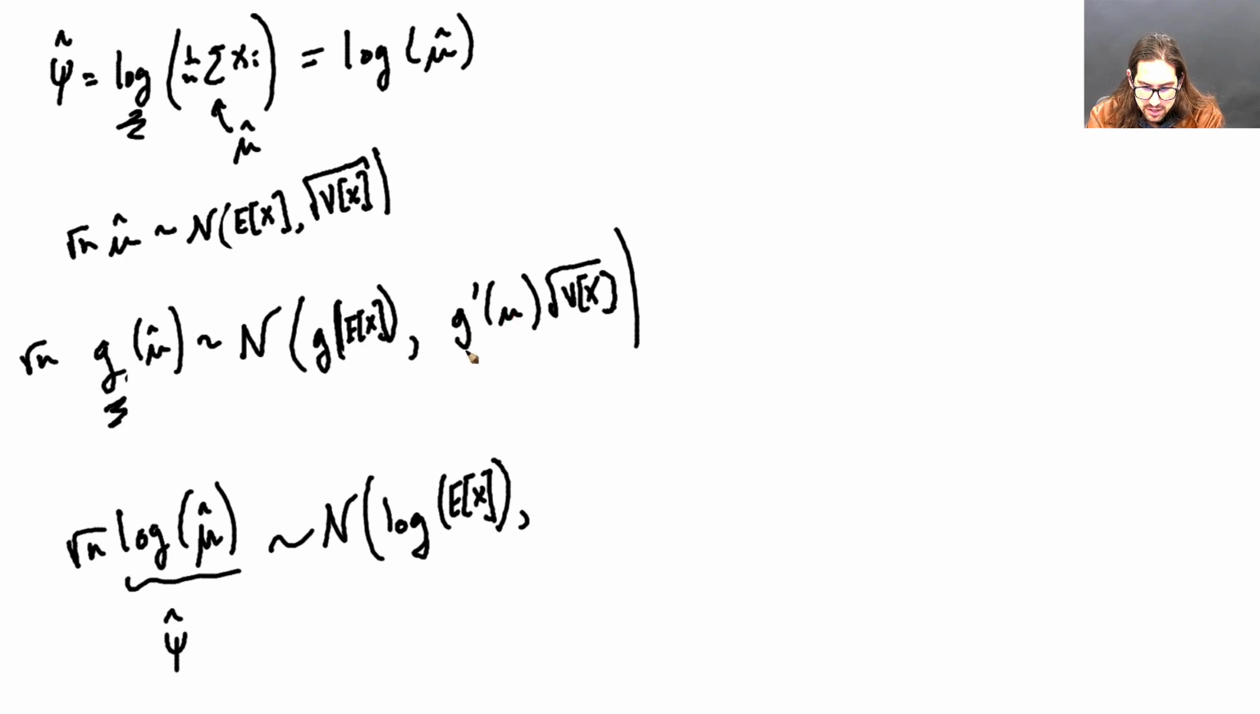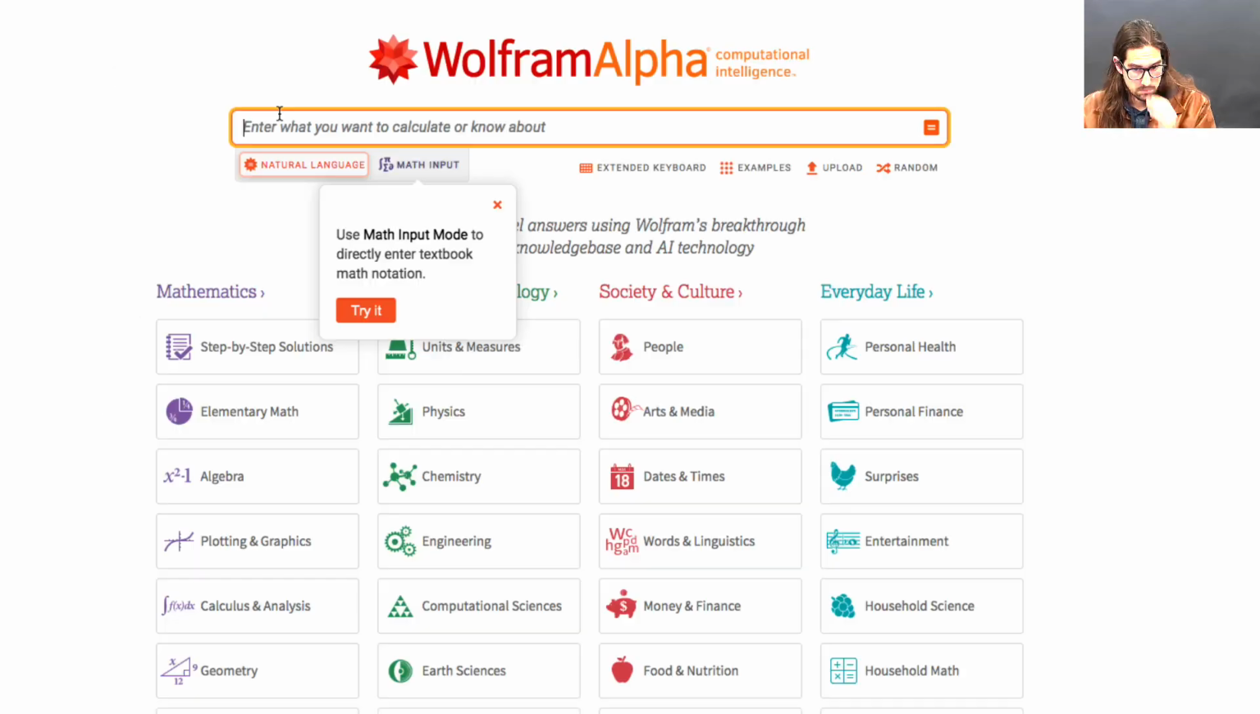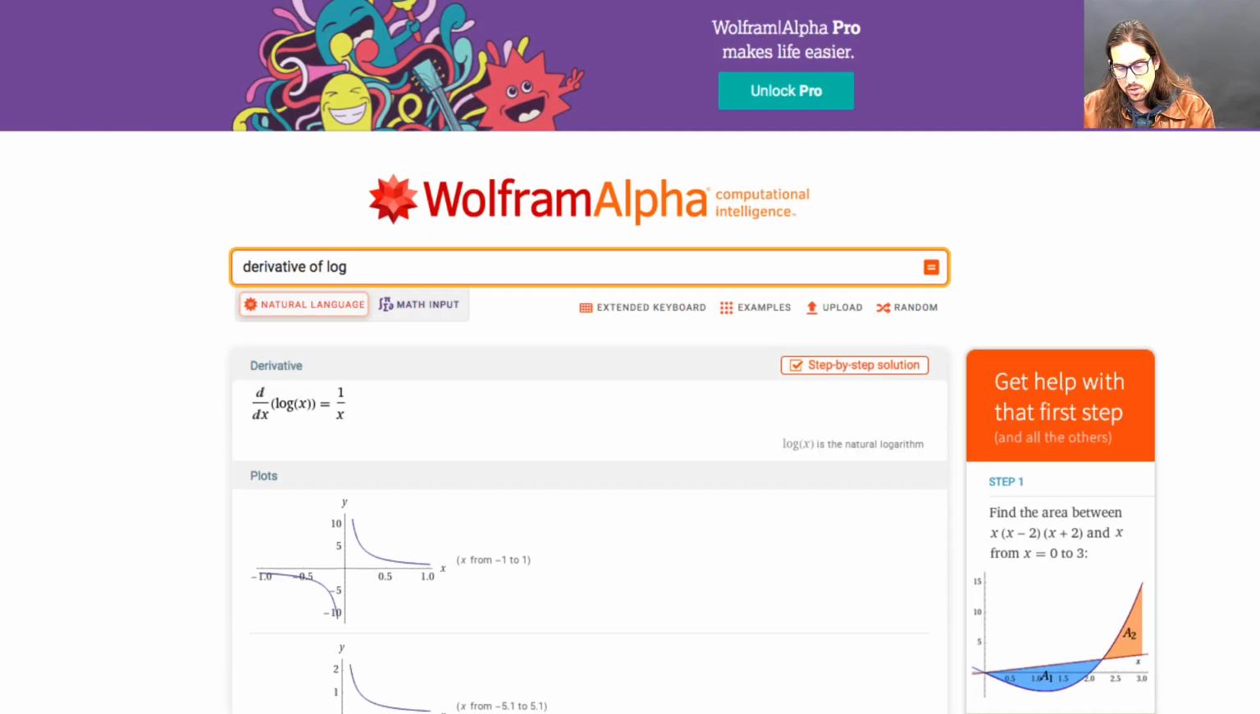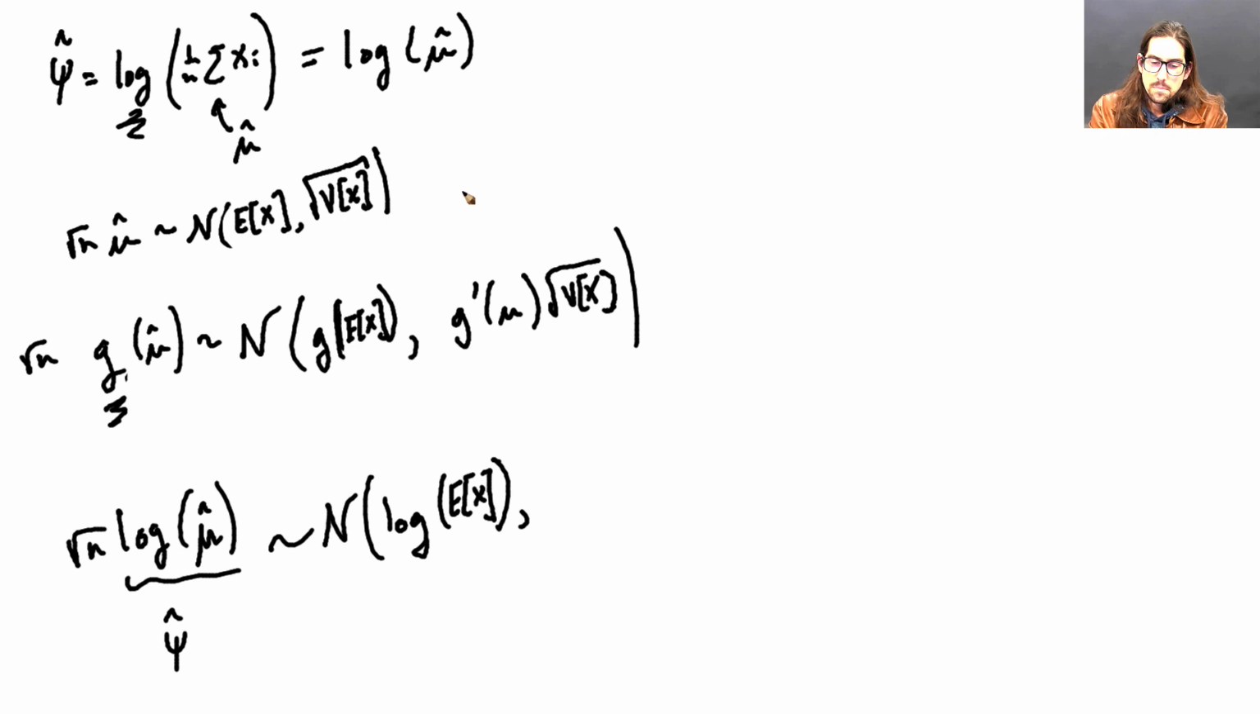And then here we need the derivative of log, so we can figure out what that is. One over x. Okay. So what that means for us is that this is 1 over mu times, and then here, again, I should be writing E of x to be consistent, times variance of x.